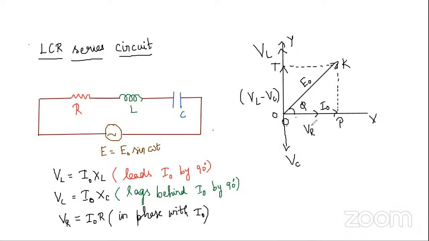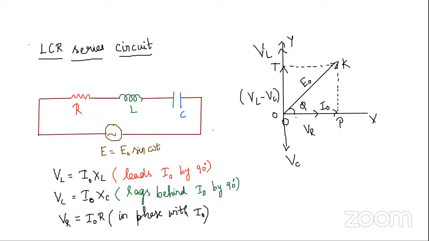So that resistance is in phase with I naught. So that is represented in X axis. Here you see this VL and VC are in opposite directions. So VL minus VC will be getting here. And here if your VL is greater than VC, you will be having this kind of equation VL minus VC. So the resultant, from O to K, this OK actually represents the resultant of VR and VL minus VC. So the resultant of all the three is equal to the applied EMF.